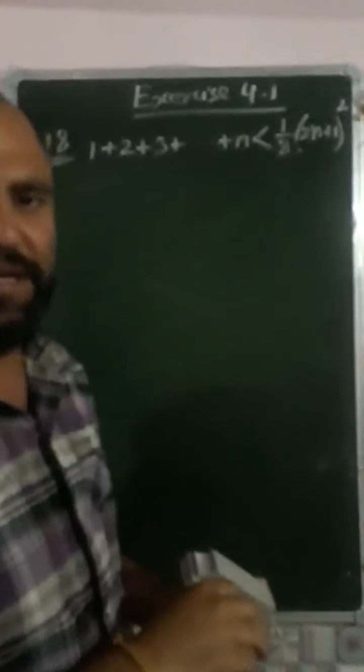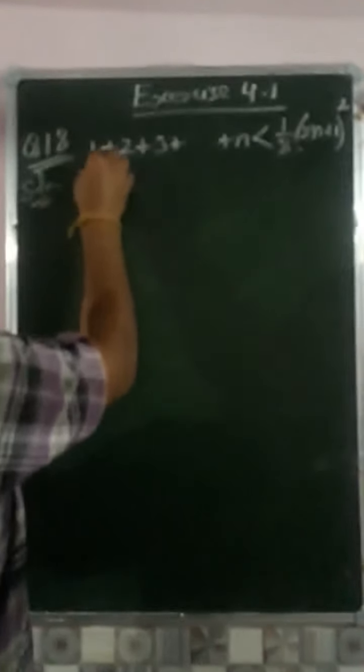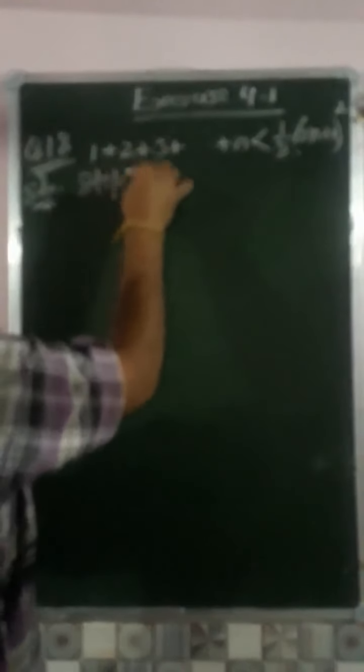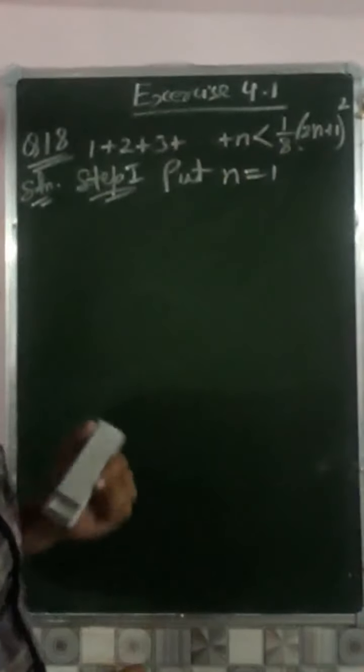Question number 18 is 1 plus 2 plus 3 plus so on up to plus n is less than 1 by 8 (2n plus 1) whole square, right? So you have to prove it. As you know, there are three steps. Its first step is to put n equal to 1, right?